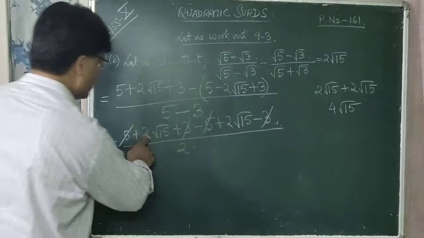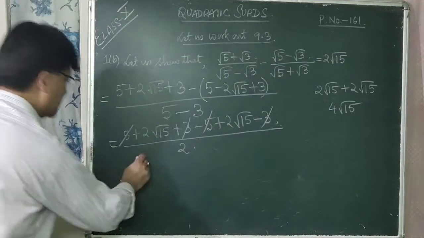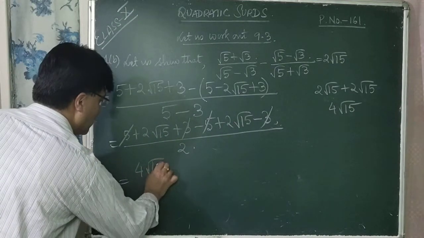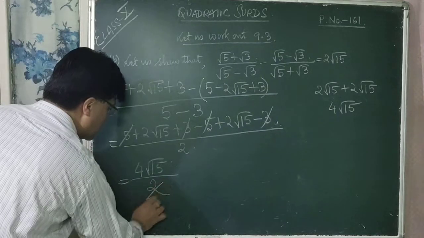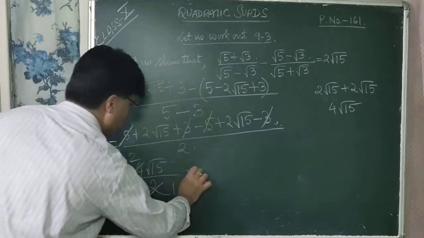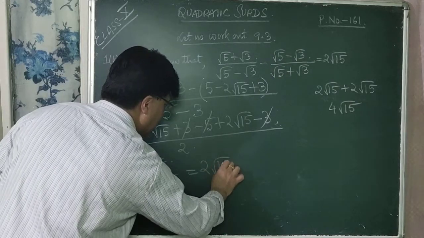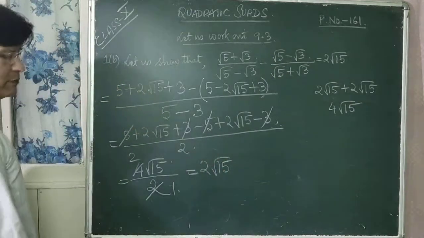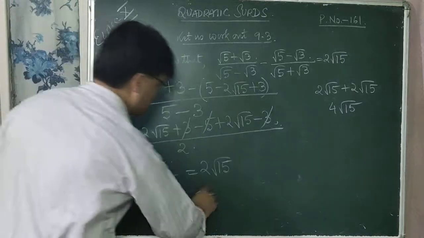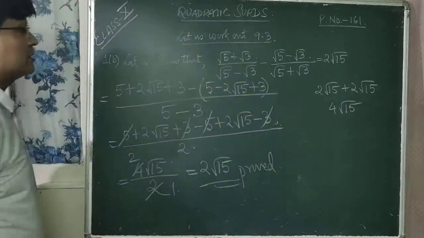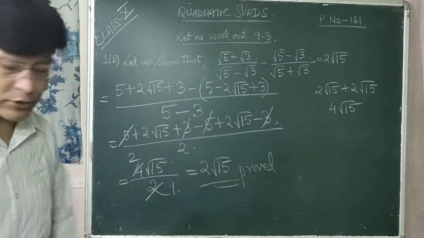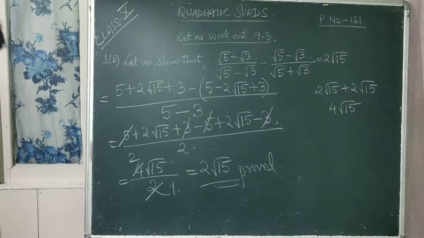Okay? So 2 root over 15 plus 2 root over 15 is 4 root over 15 whole divided by 2. So 2 ones are 2, 2 twos are 4, which is equal to, what is the answer? It is 2 root over 15. So which is equal to right hand side. So it is proved. Is that clear to all of you? So you can copy it. We'll do the next question now.